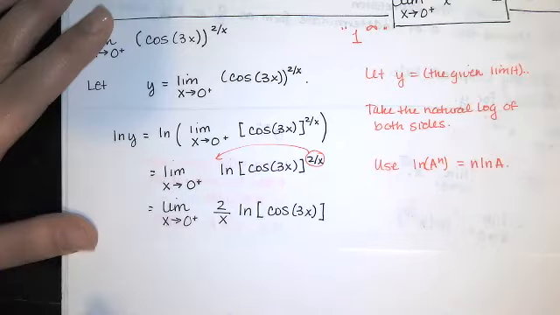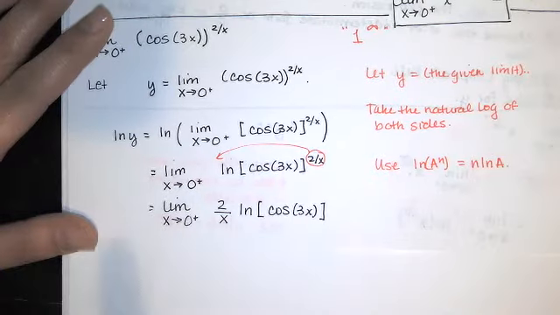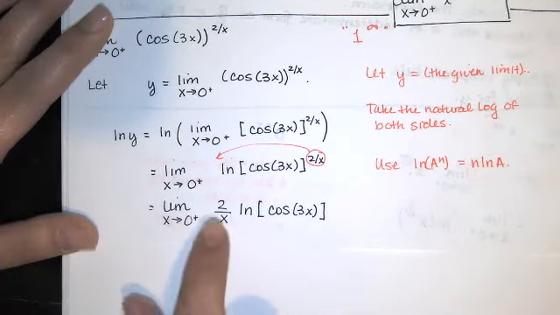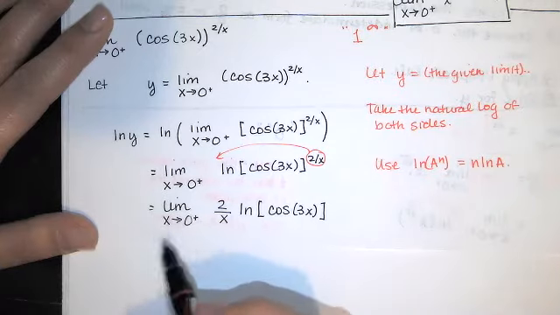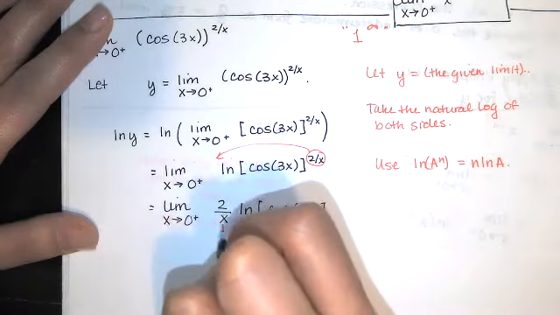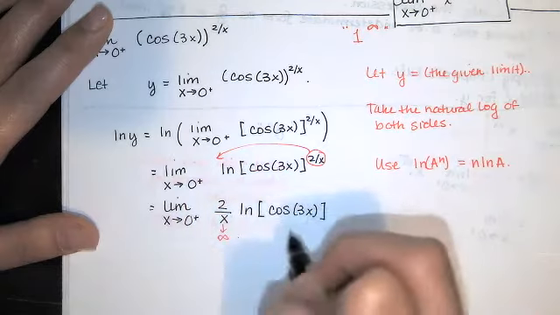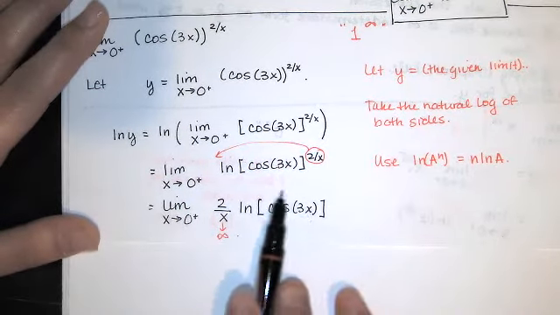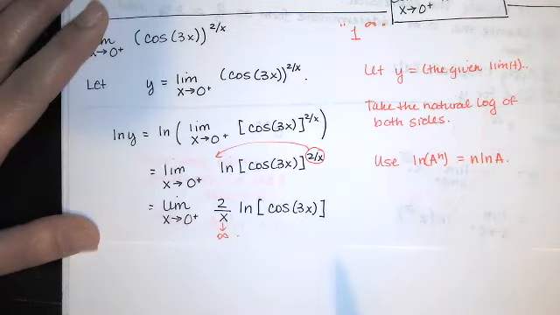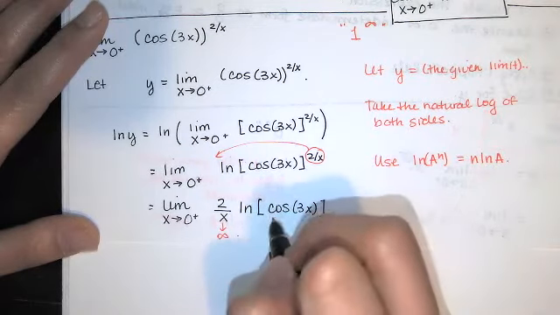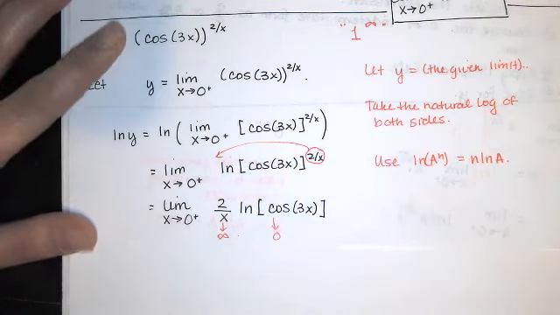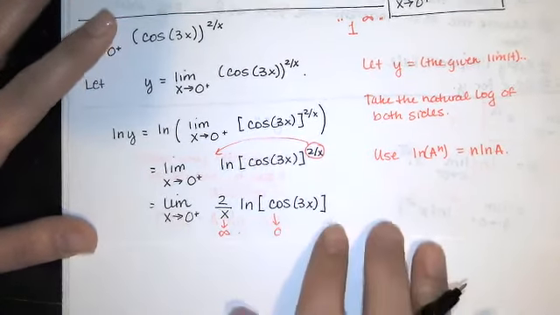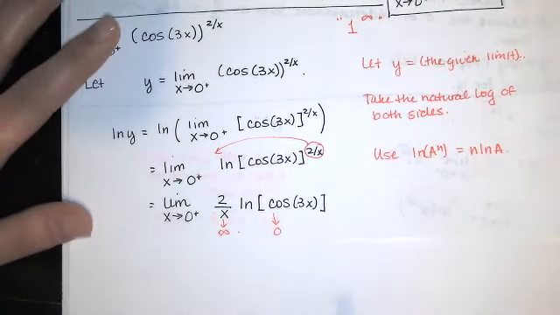Okay, now we have to think about this, look at this, and think about what happens to this factor and this factor. As x approaches 0 from the right, this goes to infinity. And as x approaches 0 from the right, cosine of 0 is approaching 1. Natural log of 1 is 0. So this is an infinity times 0 indeterminate form. And actually, this is a great candidate for writing it as infinity over infinity or 0 over 0.